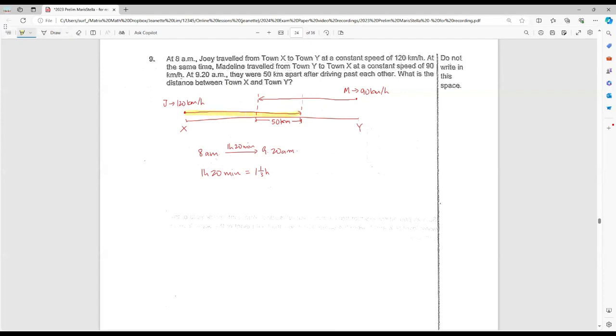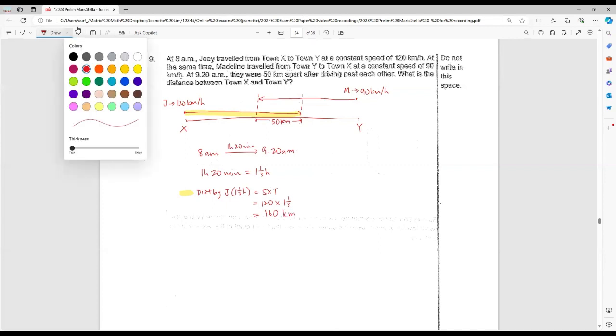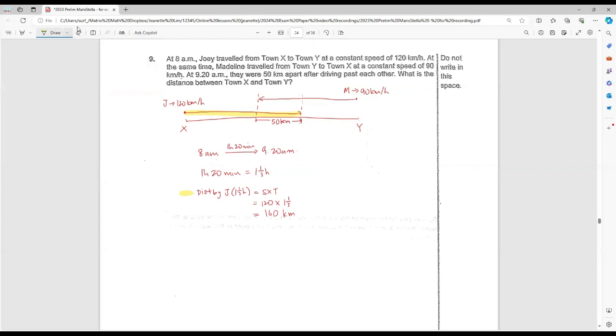So this one, distance by J in 1 1/3 hour. Speed times time. Speed is 120, time is 1 1/3. This will give us 160 in km. Next, let's find M.